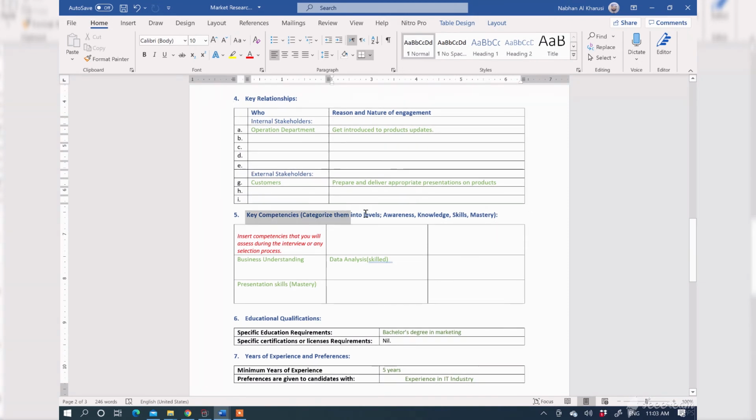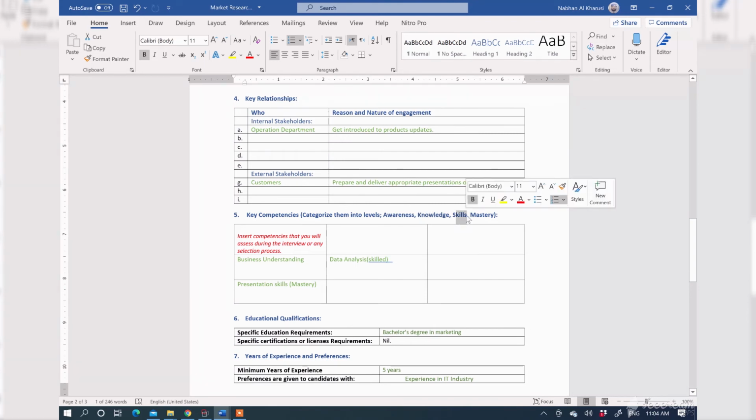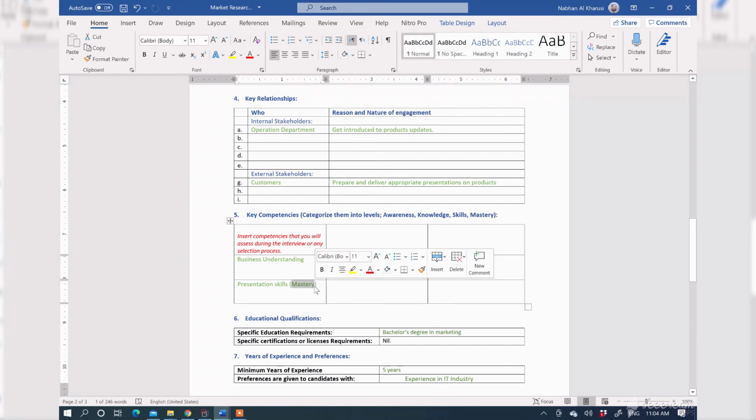And then we have the key competencies. For us to assess that particular candidate, we need maybe business understanding, which is very important for a market researcher, maybe data analysis. And for data analysis, maybe we say we need someone at skilled level, not just awareness, not just knowledge, but at skills level, somebody who can hit the ground running from day one in terms of data analysis. Say, for example, presentation skills. Well, maybe skills is not enough. Maybe we need someone who's really at mastery level. So again, it's your call. It's whatever is required by that job.